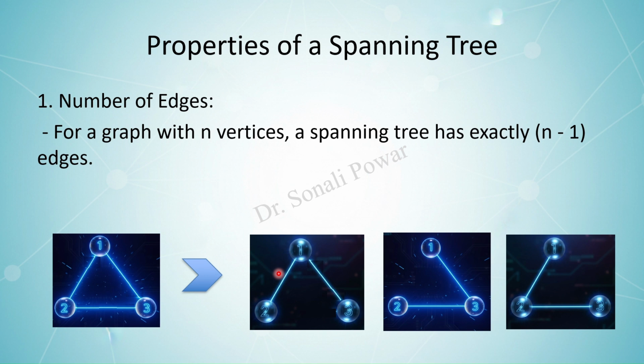Let's look at some properties of the spanning tree. The first property is related to the number of edges. If a graph has n vertices, then every spanning tree of that graph will have exactly n minus 1 edges. If you observe this image, the spanning tree contains 3 vertices. So the number of edges is exactly 2 in each spanning tree.